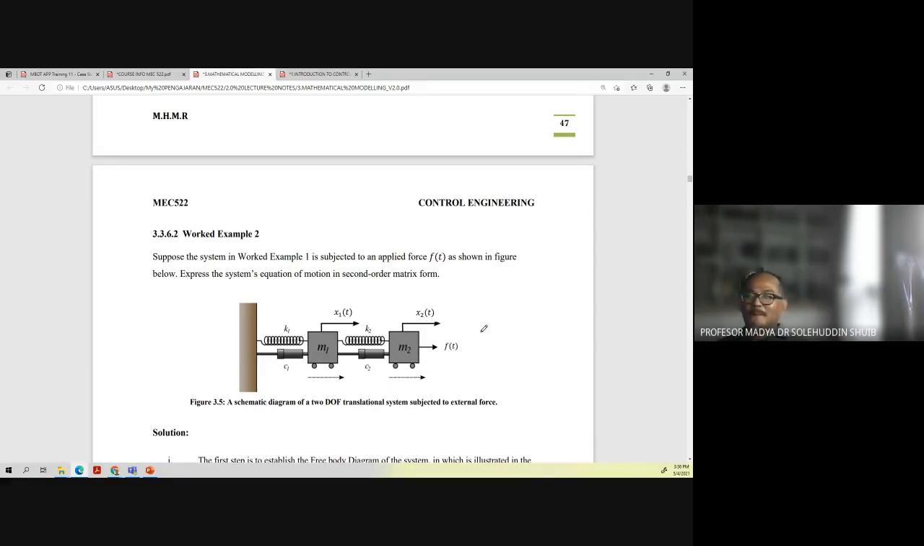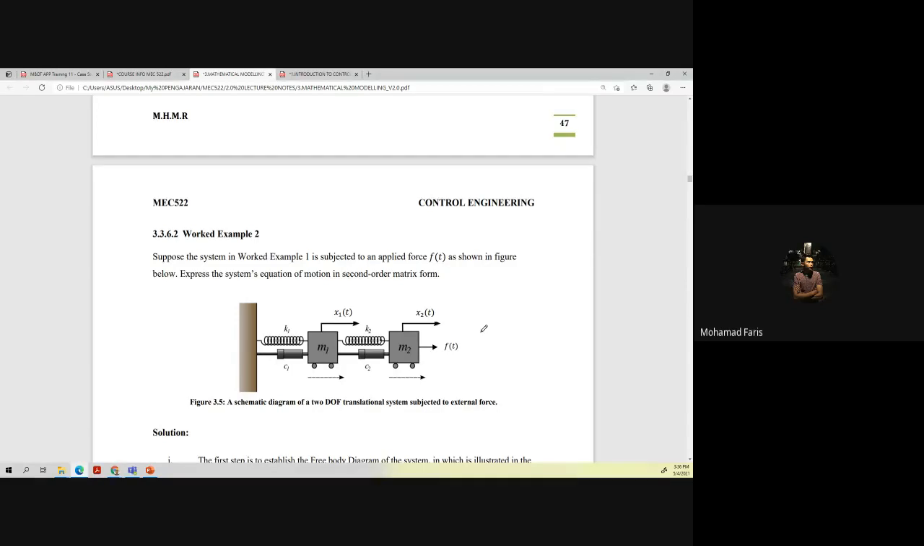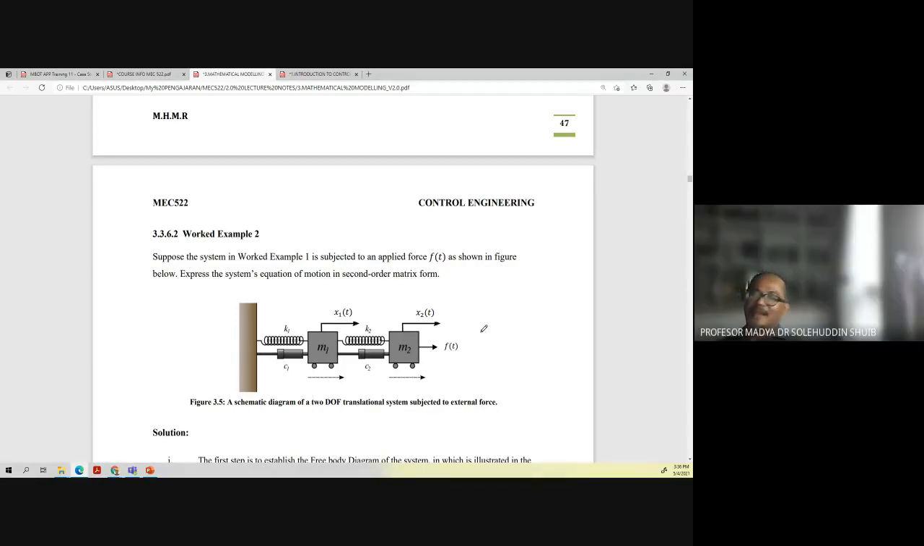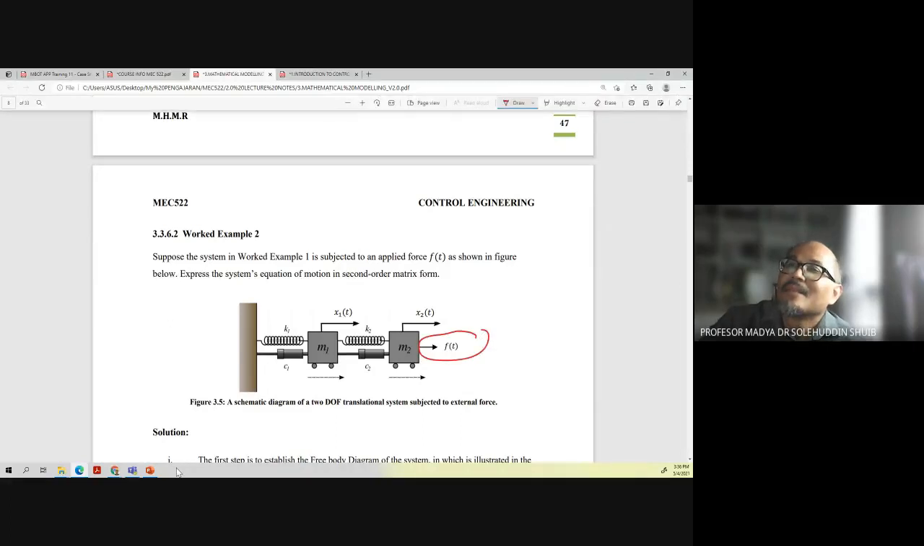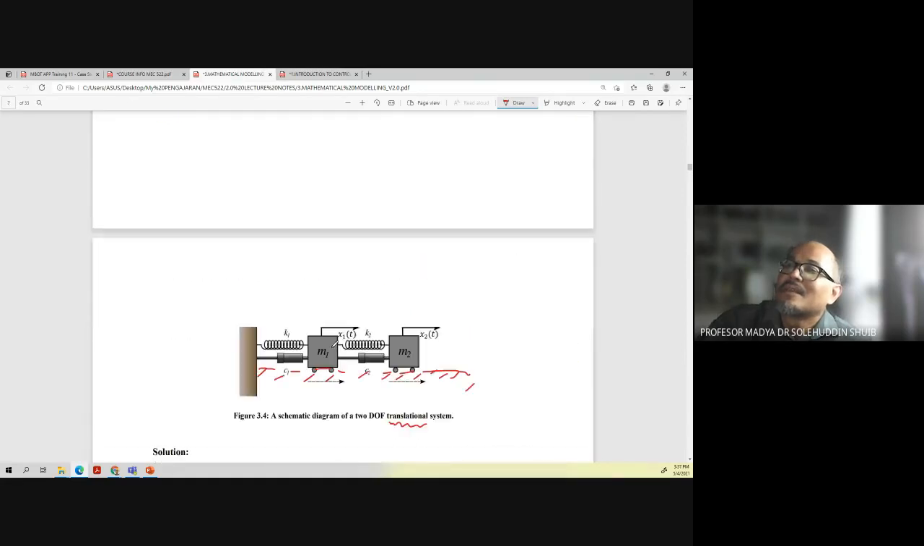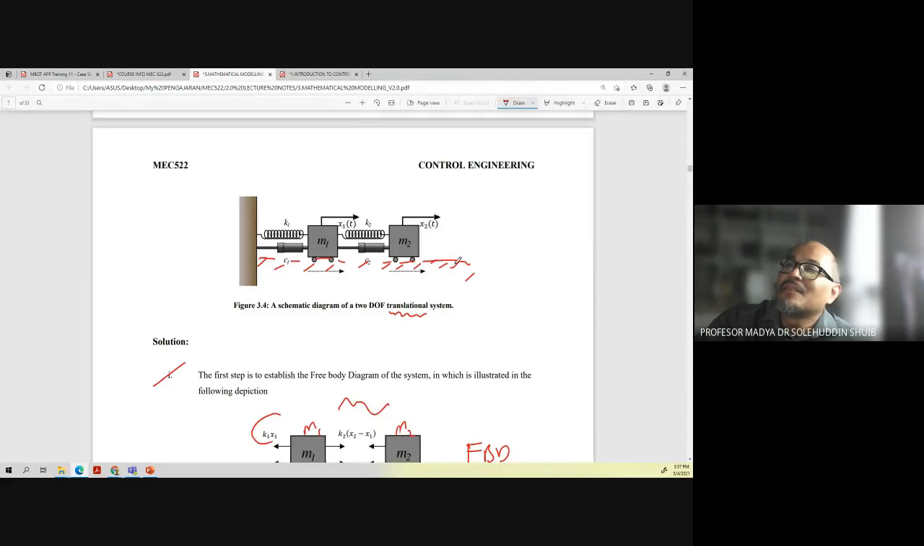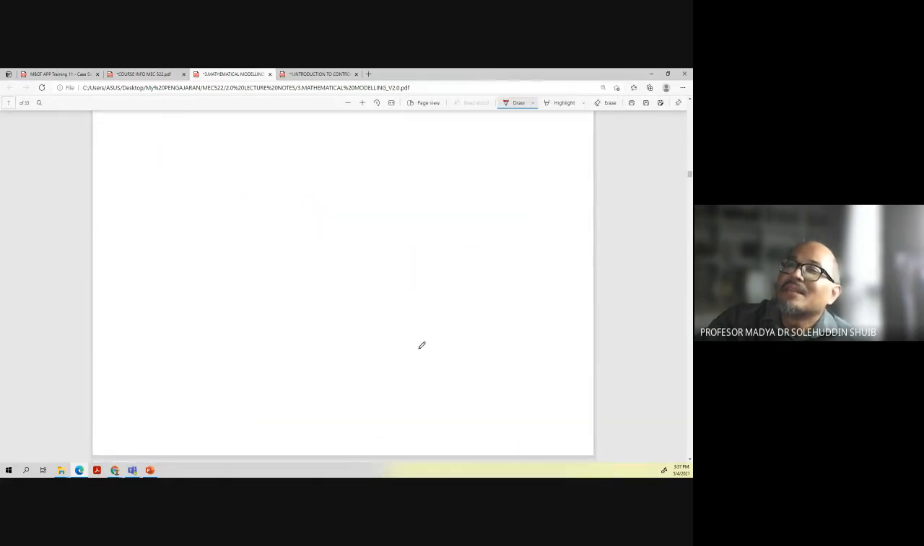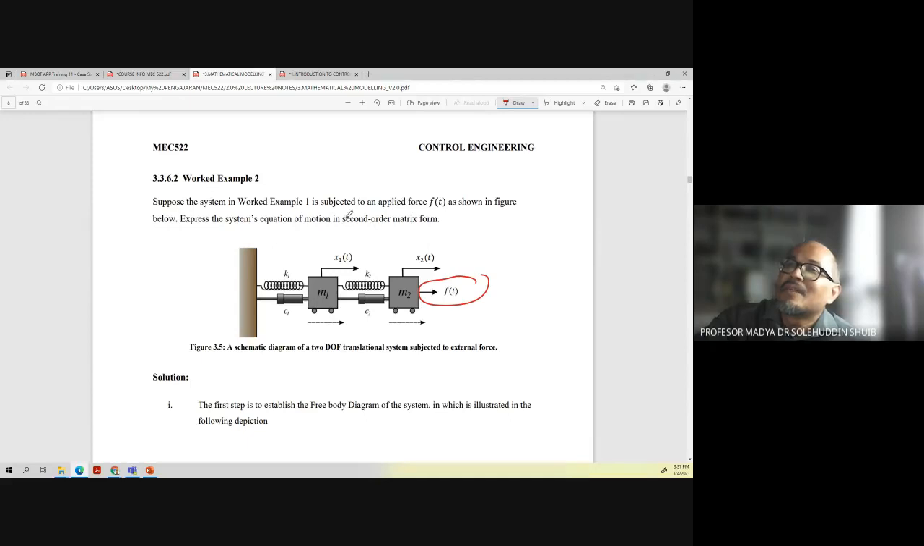Anybody want to try? There is an external force. Yes, you have the applied force, right? You can see the applied force here. In the previous example, you don't have any applied force. Can you see? Where is the force? In this first example, there is none. In the second example, we have the system subjected to applied force Ft. Okay, so you have applied force there.